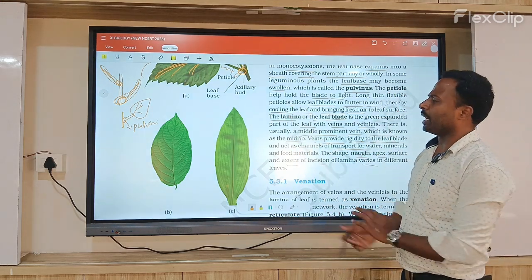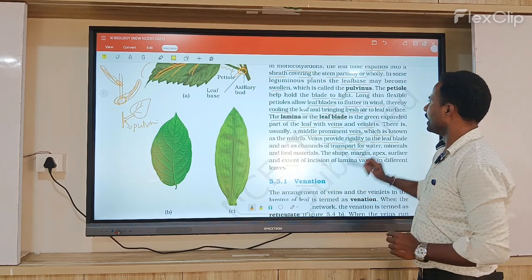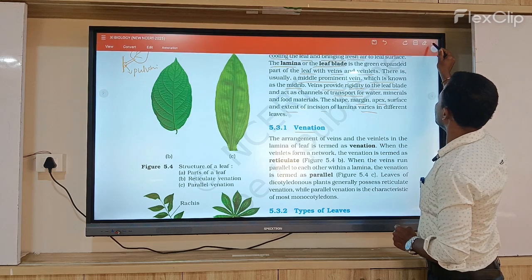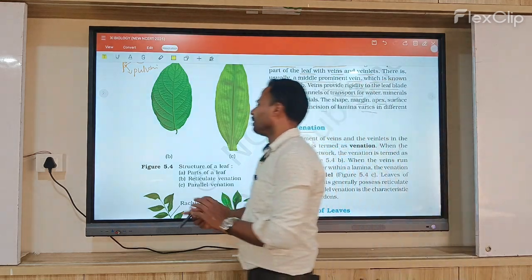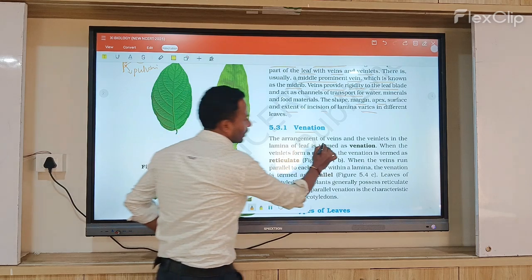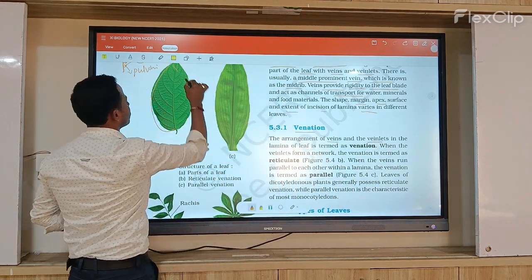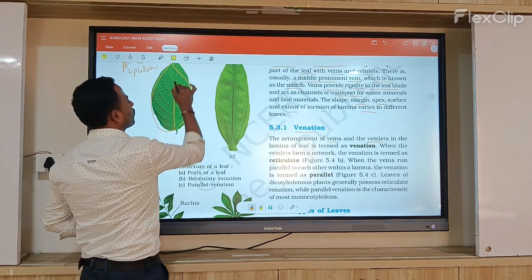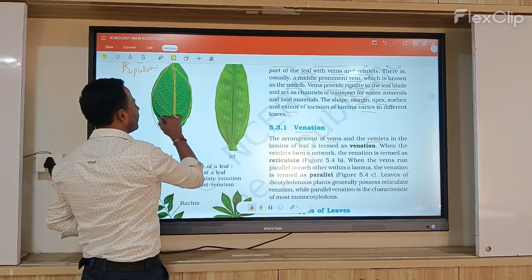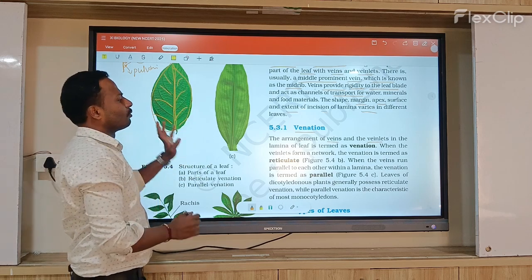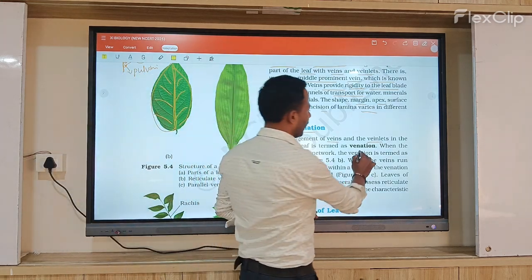Now, what is venation? Venation means the arrangement of veins within a leaf lamina. The arrangement of veins and veinlets. See here, it is a leaf. Within a leaf, this is a vein, and these are the veinlets. So the arrangement of veins and veinlets is called venation.